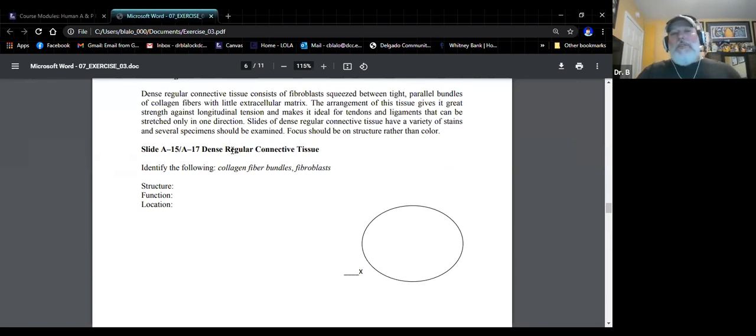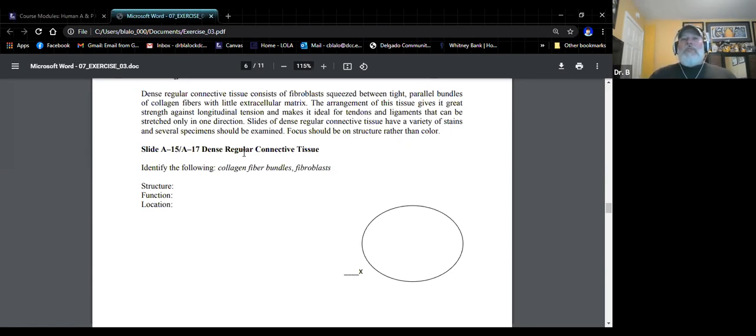Dense regular connective tissue, the word regular is telling us the pattern of the fibers. We're going to have dense regular and we're going to have dense irregular. With dense regular, all of the fibers are going to pretty much be running in the same direction. With dense irregular, the fibers are going to be running in lots of different directions. All right. So that's what we want to look for as far as the differences between these next two slides. With dense regular, the fibers are going to be running the same way, and dense irregular, the fibers are going to be running in lots of different directions.